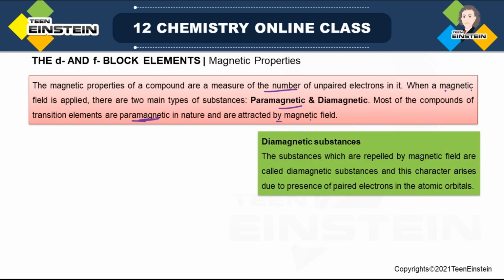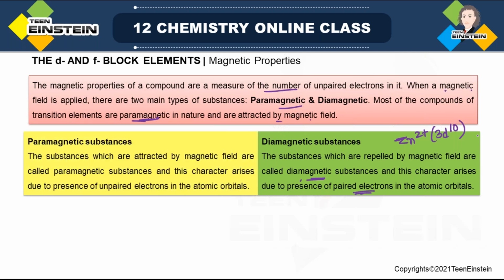The substances which are repelled by a magnetic field are called diamagnetic, and this character arises because of the presence of paired electrons. So only paired electrons will be there. For example, if you consider Zn2+, which is 3d10 4s0, that means you do not have any unpaired electron. So this is a diamagnetic example. Now paramagnetic means there will be attraction by the magnetic field, and it is possible only when unpaired electrons are present.